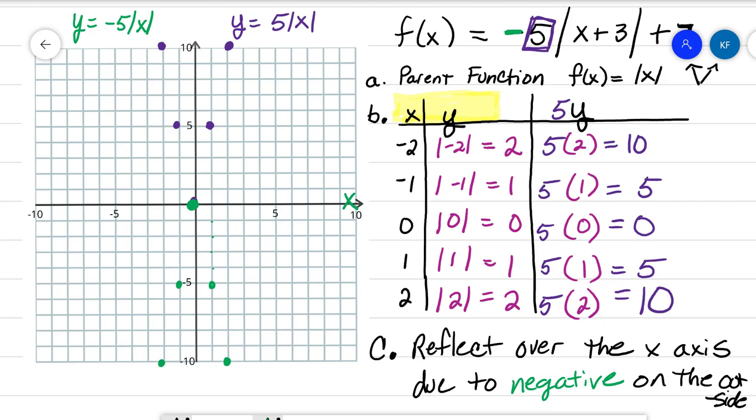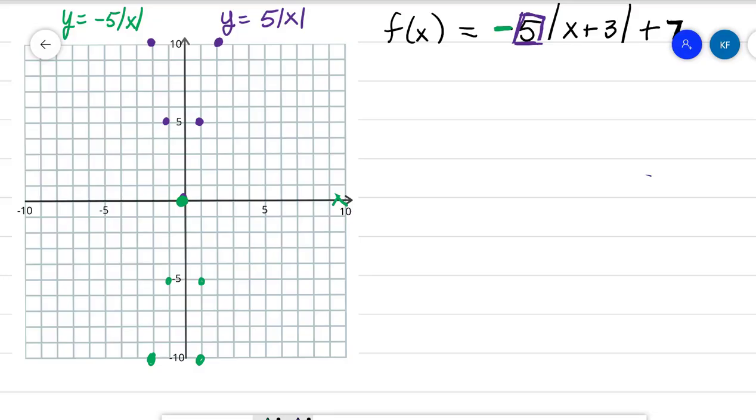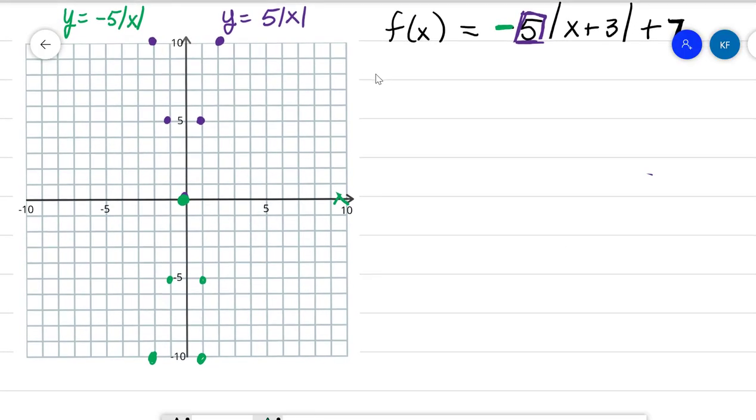So now I've taken care of the negative sign, so now we have to do the horizontal and vertical shift. So that's what's next. I cleaned up some items on the graph so it's a little bit clearer. So next we're going to look at the horizontal shift. So the horizontal shift, I want to make sure you understand this.